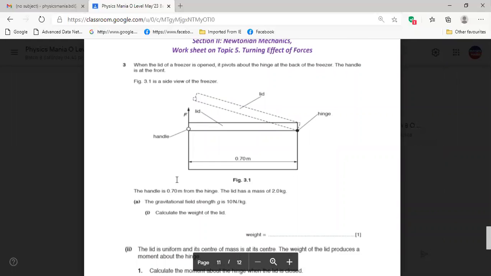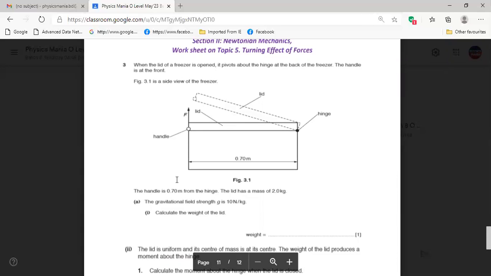Number 3. When the lid of a freezer is opened, it pivots about the hinge at the back of the freezer. The handle is at the front. Figure 3.1 is a side view of the freezer. The handle is 0.7 meter from the hinge. The lid has a mass of 2.8 kilograms. The gravitational field strength g is 10 Newton per kilogram. Calculate the weight of the lid.